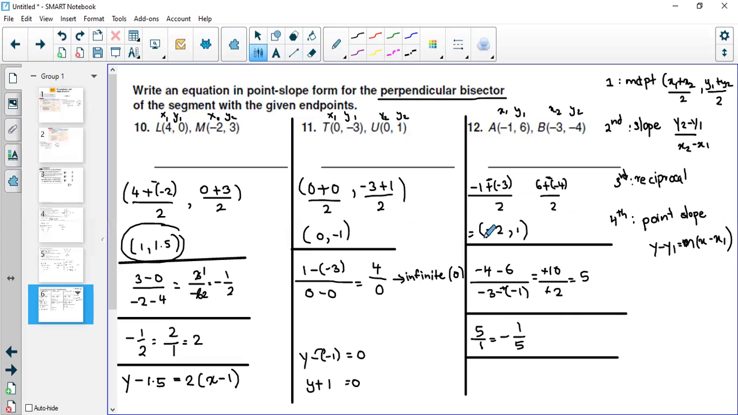For point slope form, we'll use the midpoint for coordinates. So y stays y, minus y1, that's 1, equals the slope, that's negative 1 over 5, times x minus x1, which we know is negative 2. This negative is from the formula and this negative is from the coordinate, so negative becomes positive. So your answer is going to be y minus 1 equals negative 1 over 5 times x plus 2. So that's all.